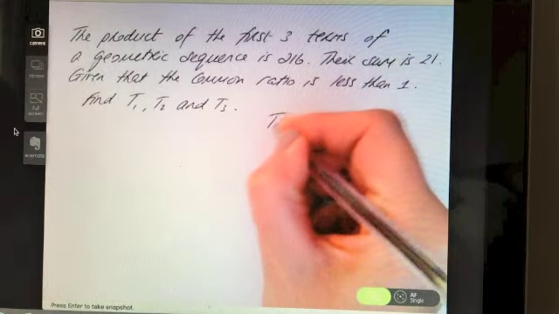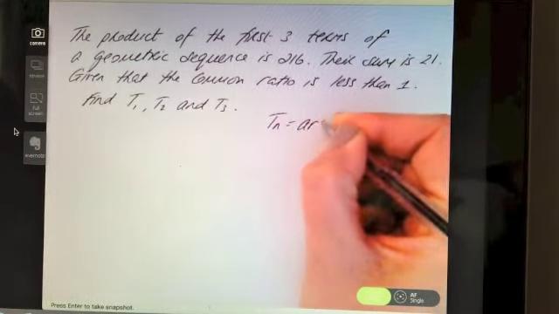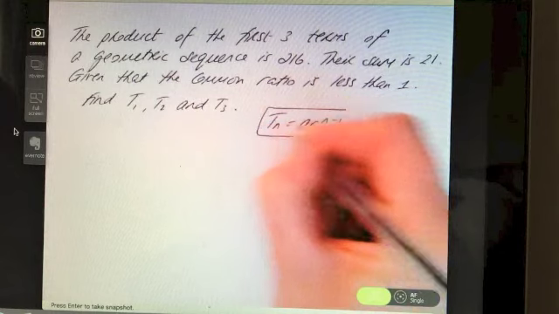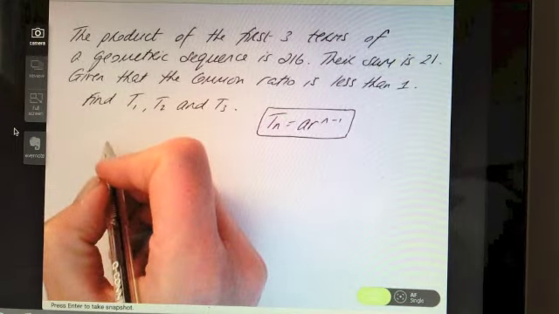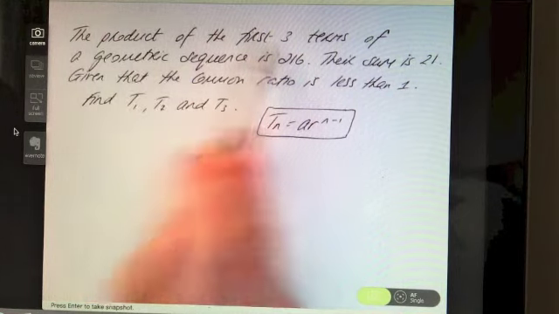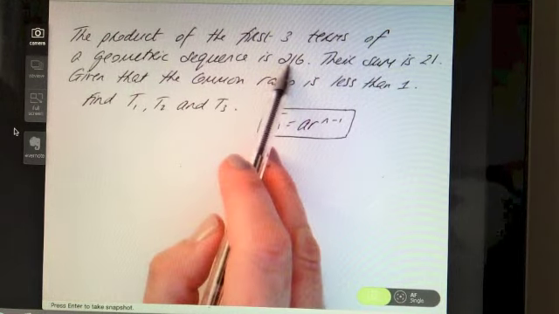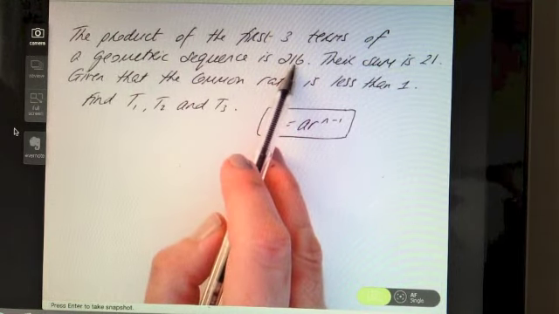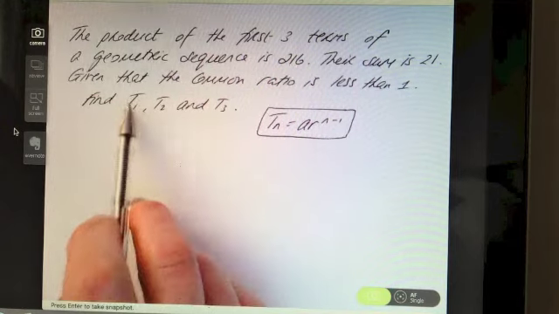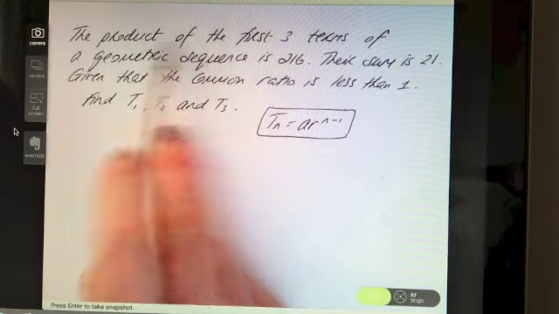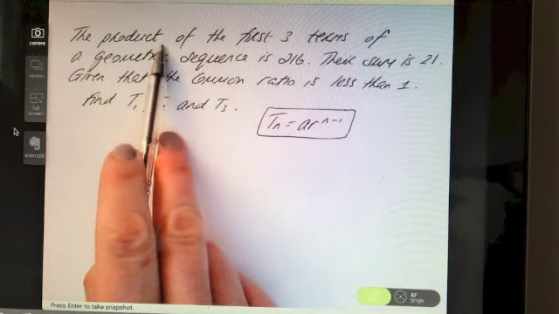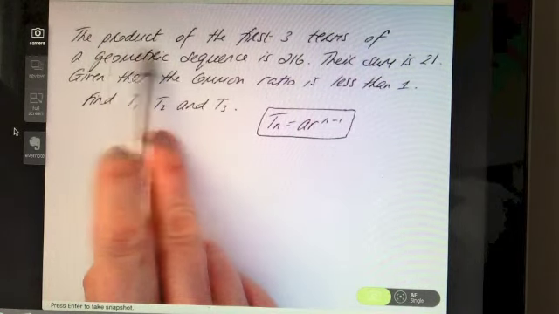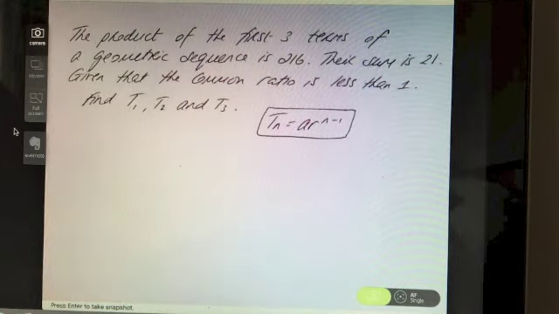So again, we are working with this geometric sequence nth term formula. And I know that the product of the first 3 terms of a geometric sequence is 216. So let's work with that first. Let's get an expression for T1, T2 and T3, because I know the product, which means when you multiply them, multiplying each of the 3 terms will give me 216.